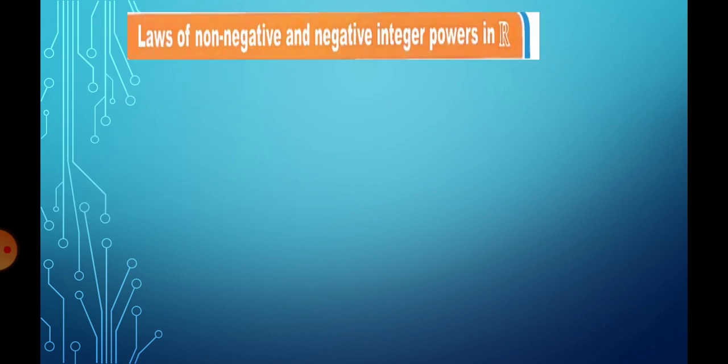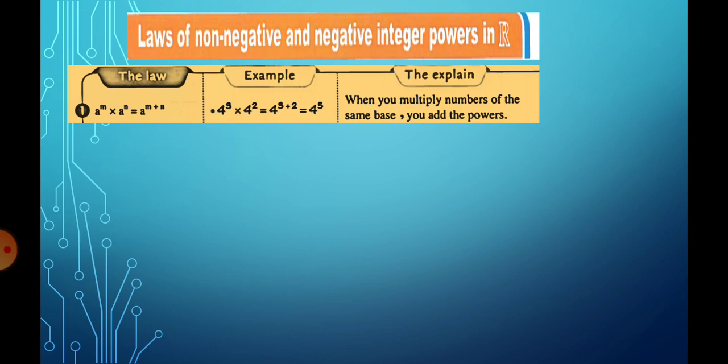Now we are talking about the rules of non-negative and negative powers. Number one: if we have a to the power m times a to the power n, when we multiply two numbers with the same base, we drop the same base and add the powers. Like 4 to the power 3 times 4 to the power 2: we drop the same base 4 and add the powers, 3 plus 2 equals 5. So if we multiply numbers with the same base, we add the powers. What about division?